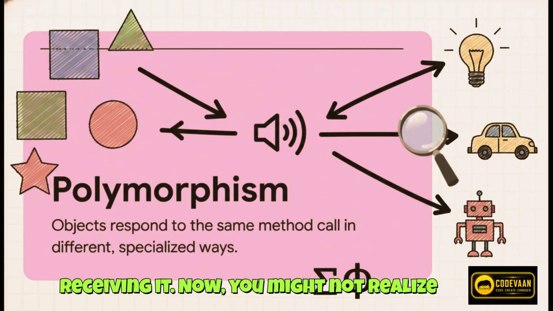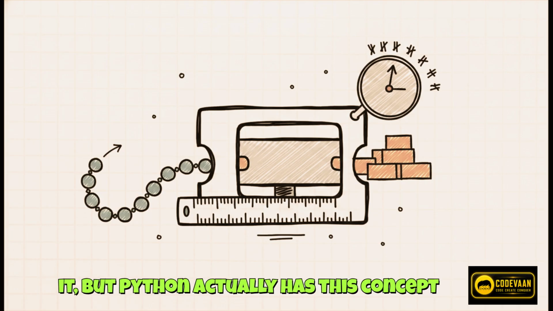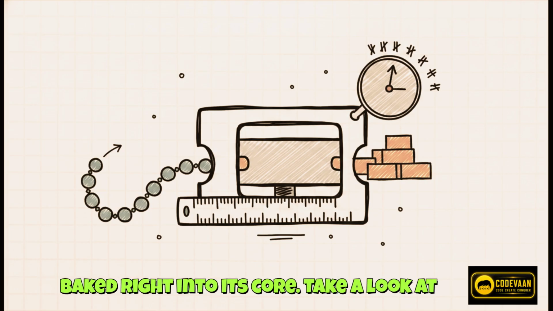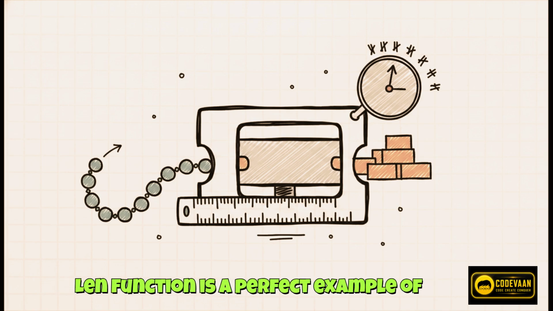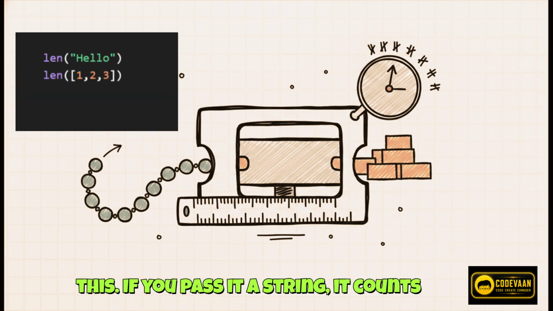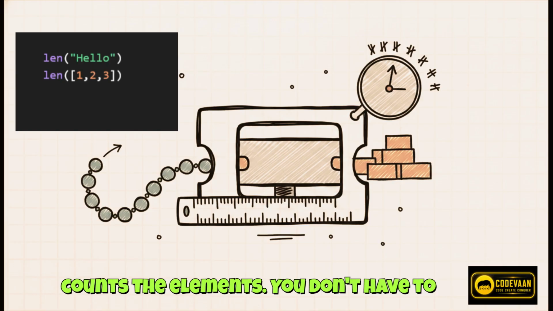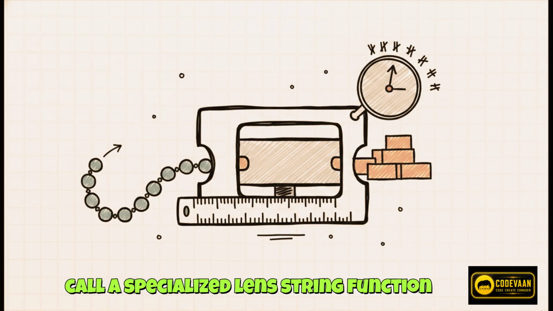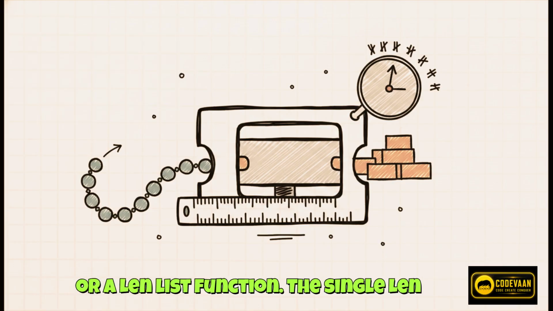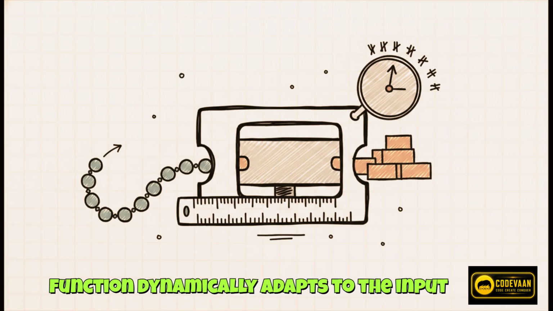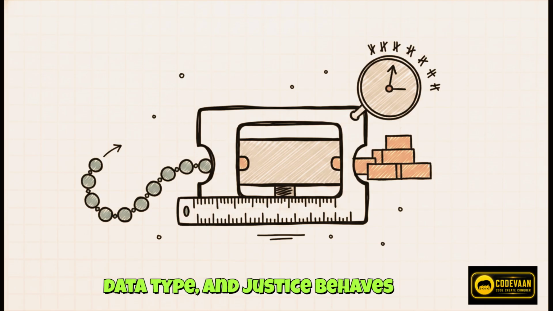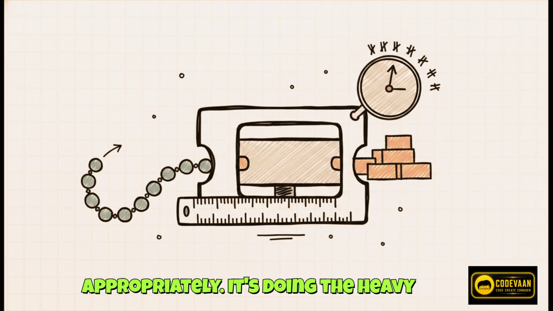Now, you might not realize it, but Python actually has this concept baked right into its core. Take a look at function polymorphism here. The built-in len function is a perfect example of this. If you pass it a string, it counts the characters. If you pass it a list, it counts the elements. You don't have to call a specialized lenString function or a lenList function. The single len function dynamically adapts to the input data type and just behaves appropriately. It's doing the heavy lifting for you.